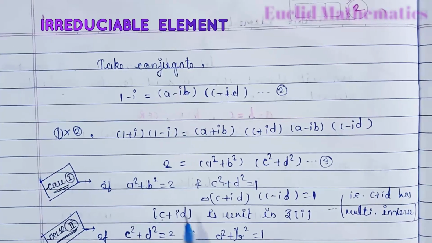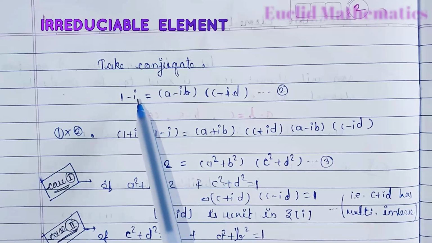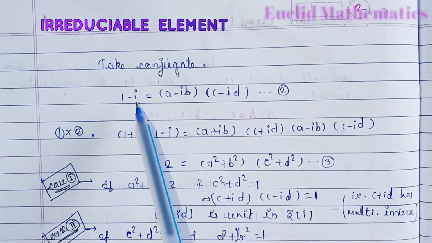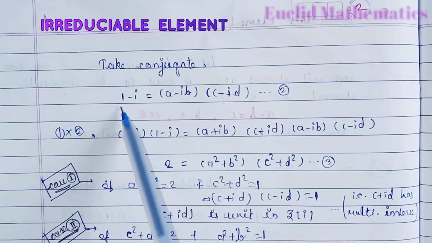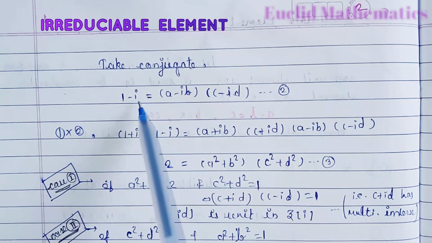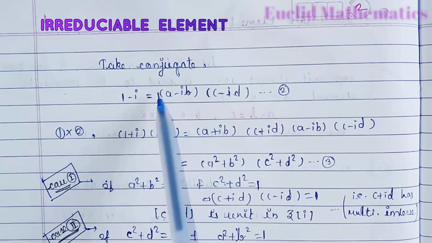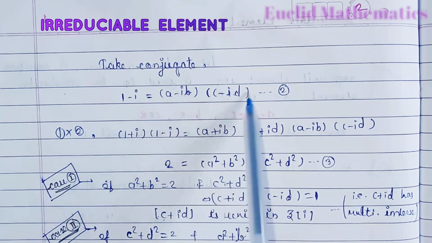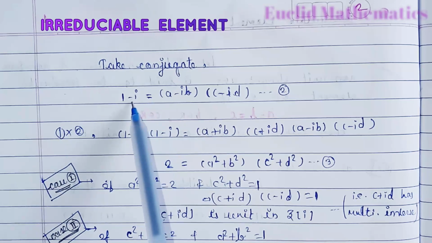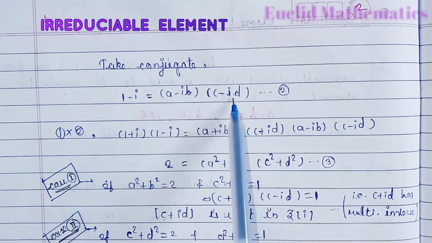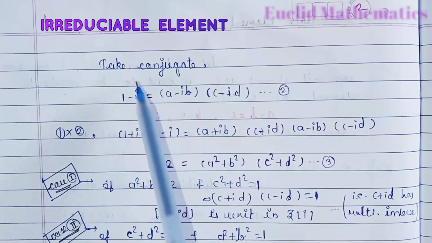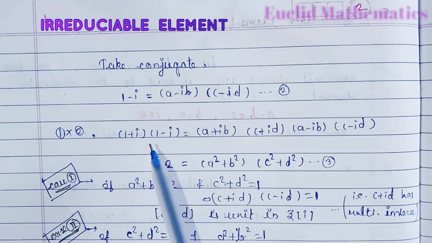So take the conjugate of 1 plus i. We want to find out whether, of the two elements, one of them is a unit or not. 1 plus i has the conjugate 1 minus i. Only the sign of i changes in the conjugate. So 1 minus i is written as a minus ib and c minus id. I consider their product as this one. So multiply 1 plus i into 1 minus i, and then we will get the next value.